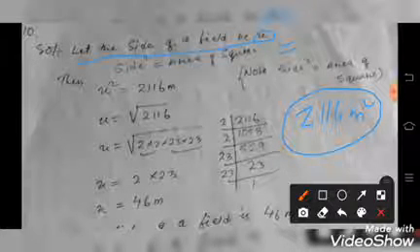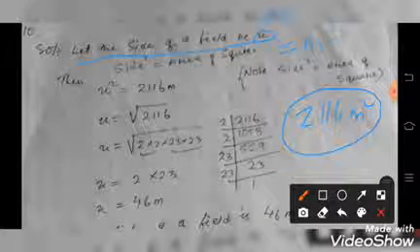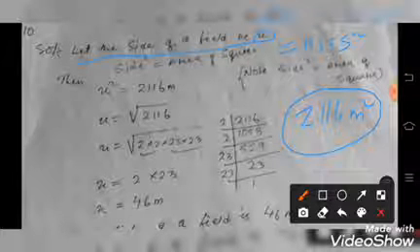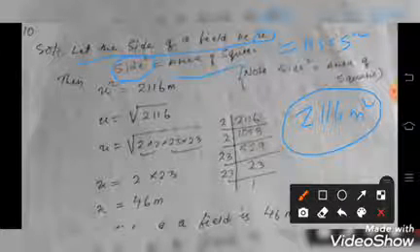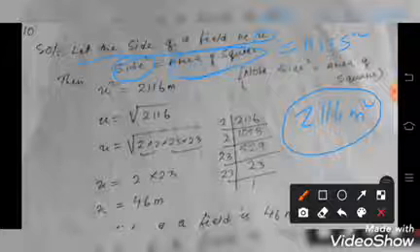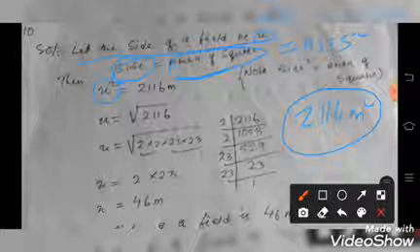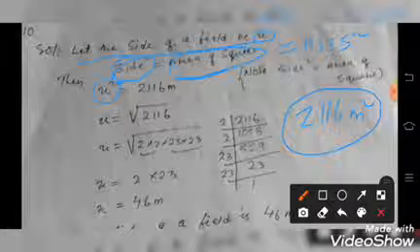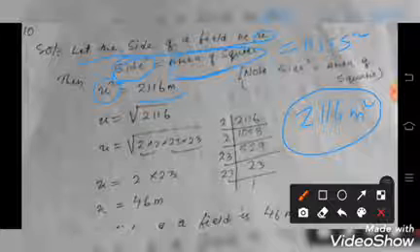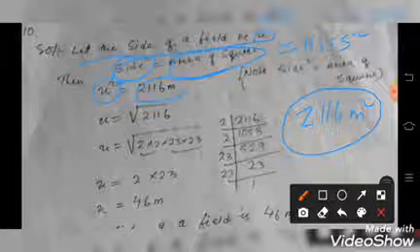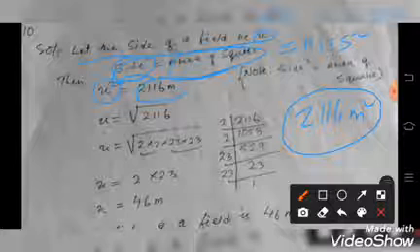So I hope you know that the area of a square is equal to side square. I have written it here: area of square equals side square. So here side square means x square, since this x is the side of the field, so side square is equal to the area of the square. Then x equals, you just transfer the square to the other side.